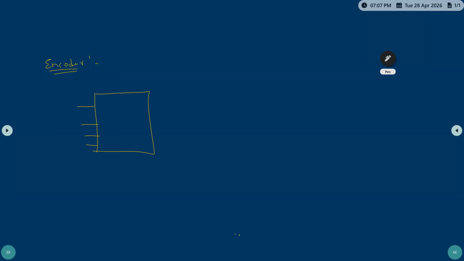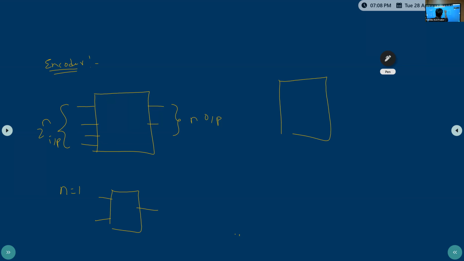and n outputs. Clear? 2 power n inputs and n outputs will be there. Suppose n equal to 1, then 2 inputs, 1 output will be there. If n equal to 2, then it has 4 inputs, 2 outputs. So this is a 4:2 encoder.